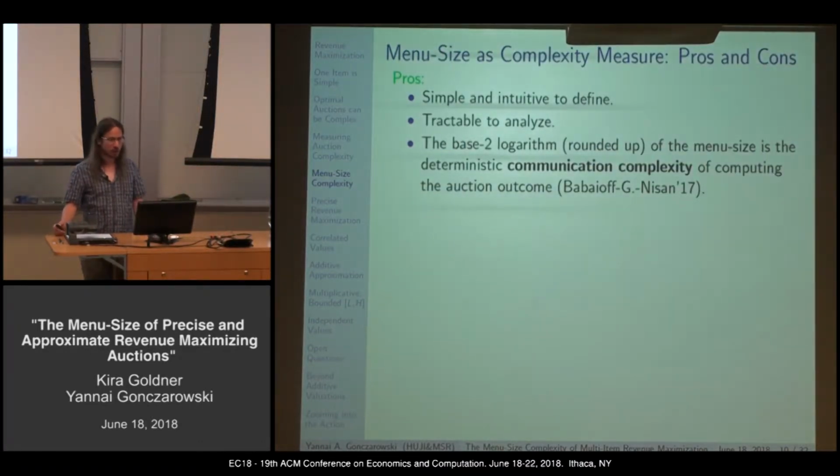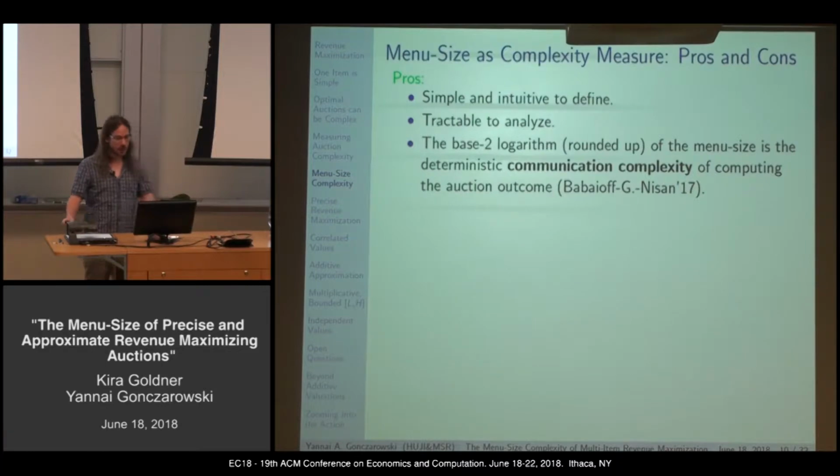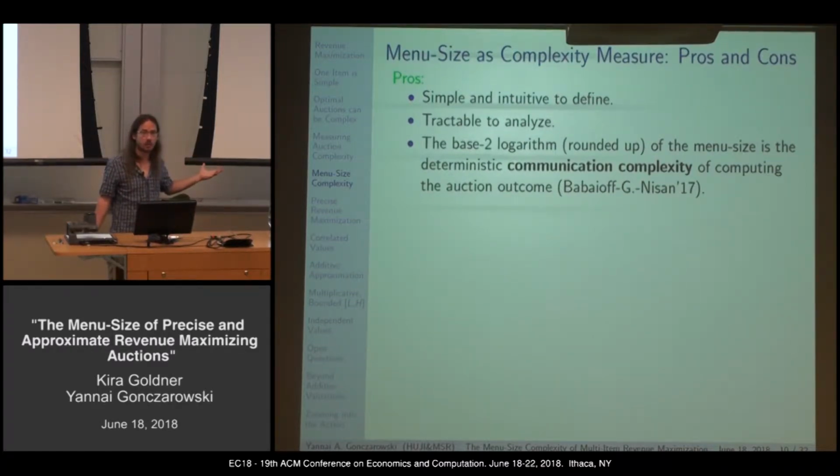So this is going to be the complexity measure that we're going to talk about till lunch today. So menu size, audience, menu size. And let's just get this out of the way. Let's talk about the pros and cons before we start talking about results. So pros: very simple to explain, in the sense that you could take 15 minutes and explain to someone who's not scientifically oriented at all what the menu size means.